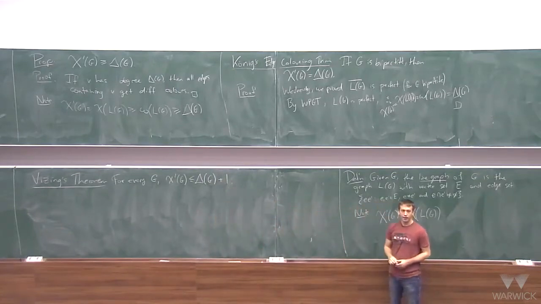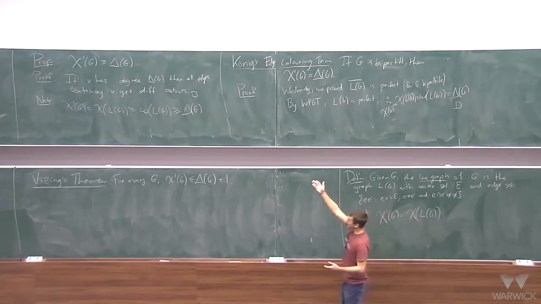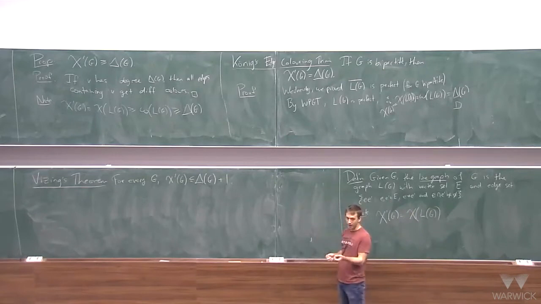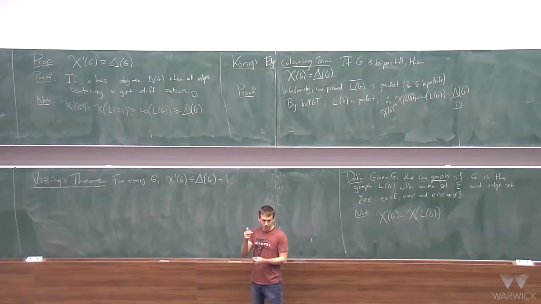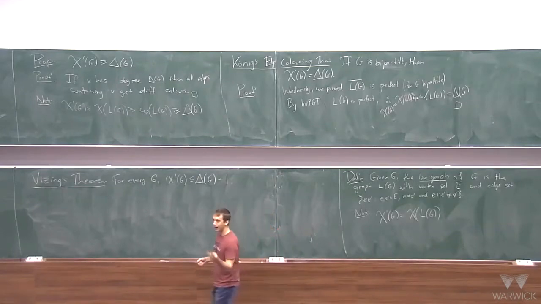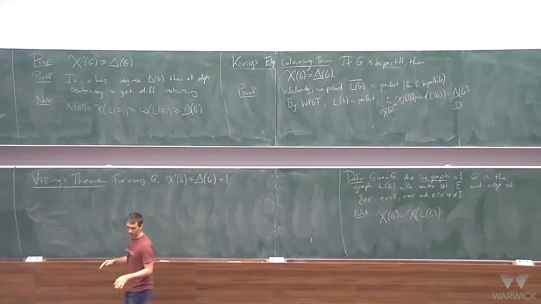Okay. So if you think about it, we know it's at least the maximum degree, and this tells us it's at most maximum degree plus 1. So that means for every graph, the chromatic index is narrowed down to just two possible values. It's either delta or delta plus 1. There's no other possibility.